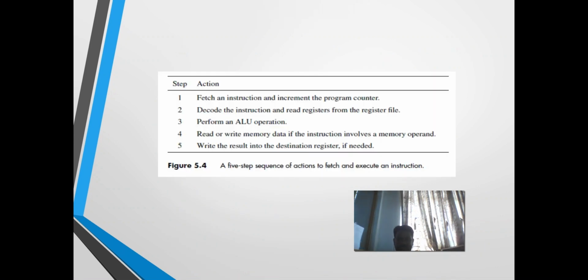So generally we have five steps. These five steps include: fetch the instruction and increment the program counter, decode the instruction, read the registers from the register file, perform the ALU operation, read and write memory data, then write the result in the destination register. So that's all about instruction execution.